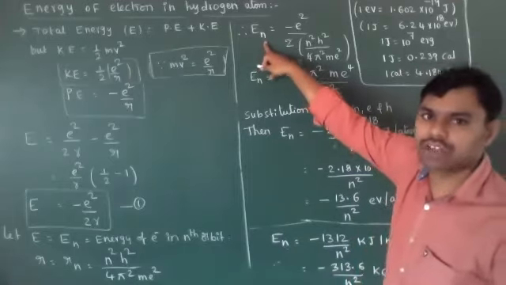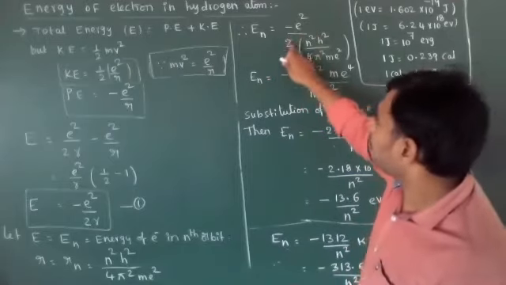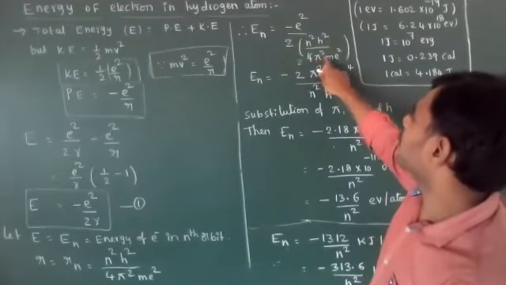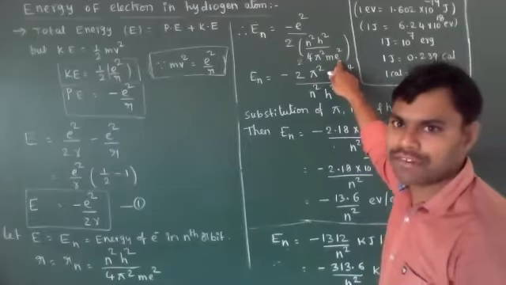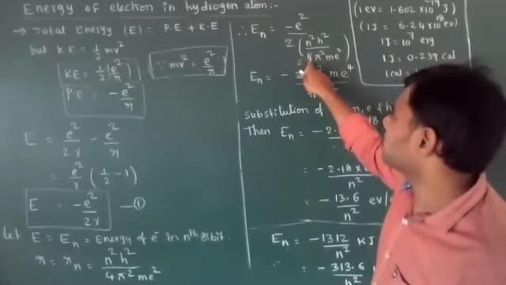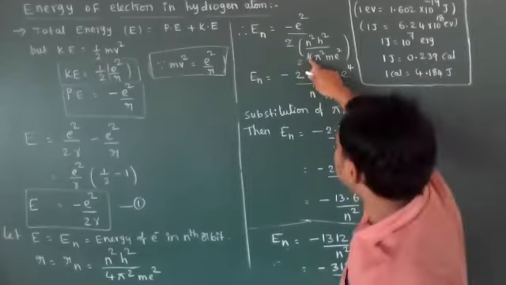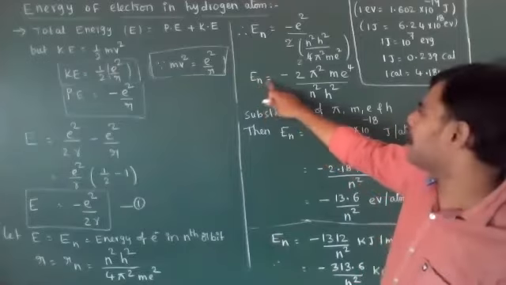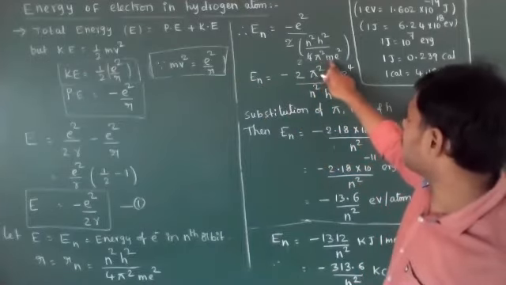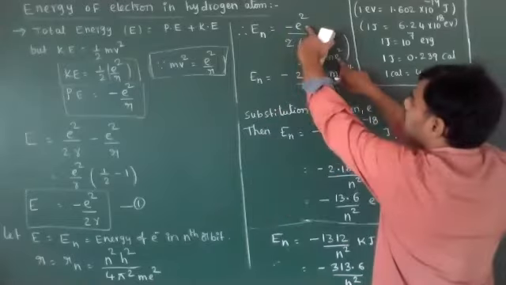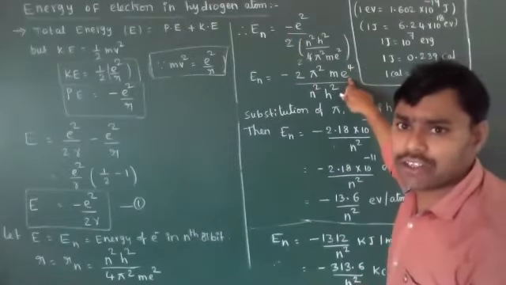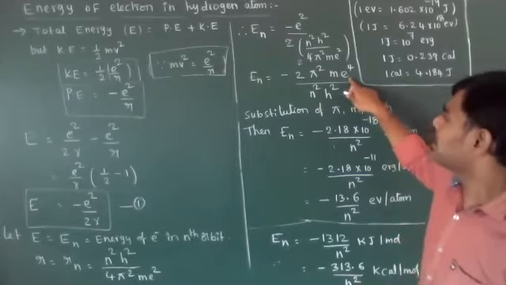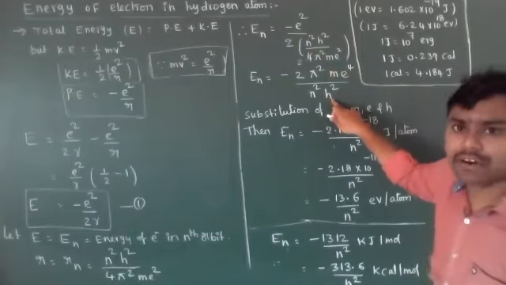Then En is equal to minus e square by 2 into n square h square by 4 pi square m e square. This 2 and 2 by 4 means 1 by 2. The denominator goes to the upside, then it becomes the numerator. Then En is equal to minus 2 pi square m e square. Already e square is present here, then e square into e square becomes e to the power of 4. Then this n square h square becomes the denominator.